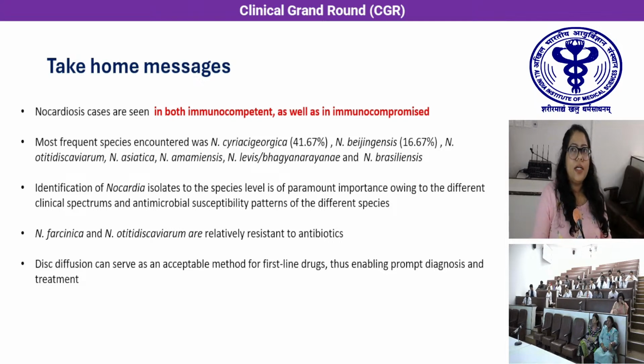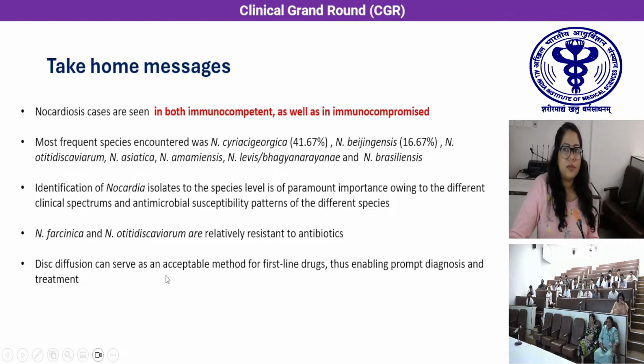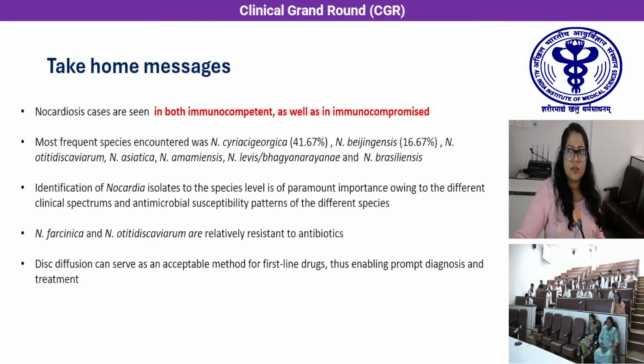As I've said, Nocardia cases can be seen in both immunocompetent as well as immunocompromised patients, and the most frequent species were Nocardia series georgica, Nocardia beijingensis, Nocardia otitidiscaviarum, and Nocardia asiatica. Nocardia identification up to the species level is important, because there are certain species which are relatively resistant to antibiotics, such as Nocardia farcinica and Nocardia otitidiscaviarum. In our study, we found that disc diffusion can serve as an acceptable method for most of the first-line drugs which we use for treatment. Thereby, it can enable early diagnosis and treatment.